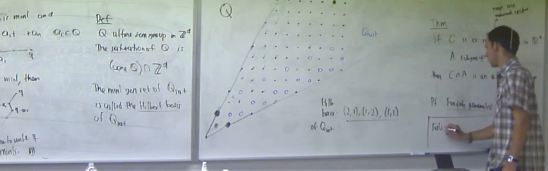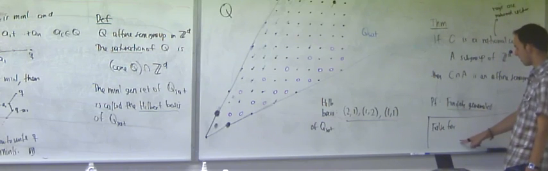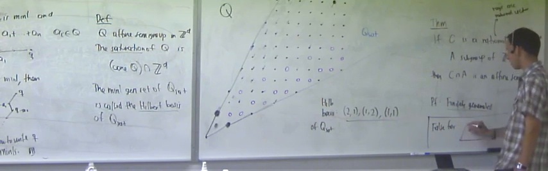And this is an interesting exercise that I think you should try. This statement is false if you take, for example, this cone, where one ray is horizontal and the other one has slope √2.